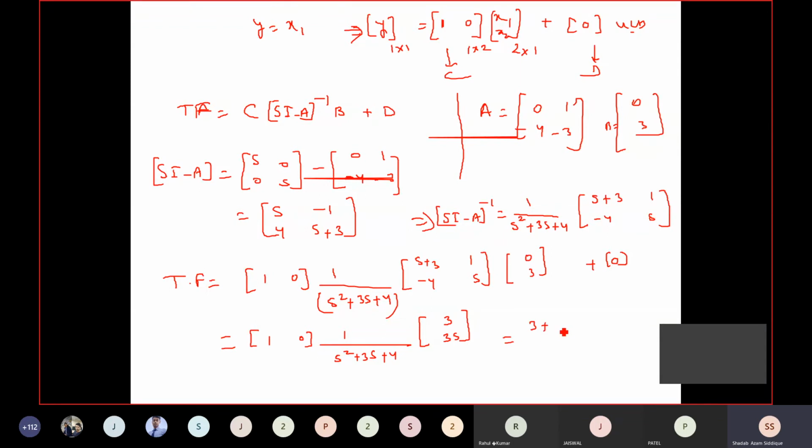So 0 into 3s. So this will be 0 divided by s square plus 3s plus 4. Now what is the equation? What is the transfer function? S square plus 3s plus 4. Okay, so this is the transfer function.